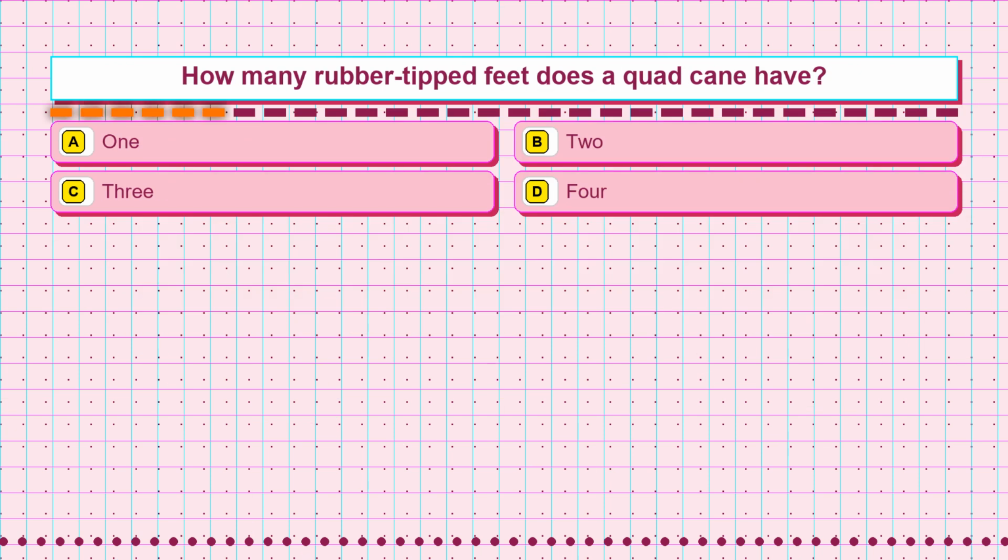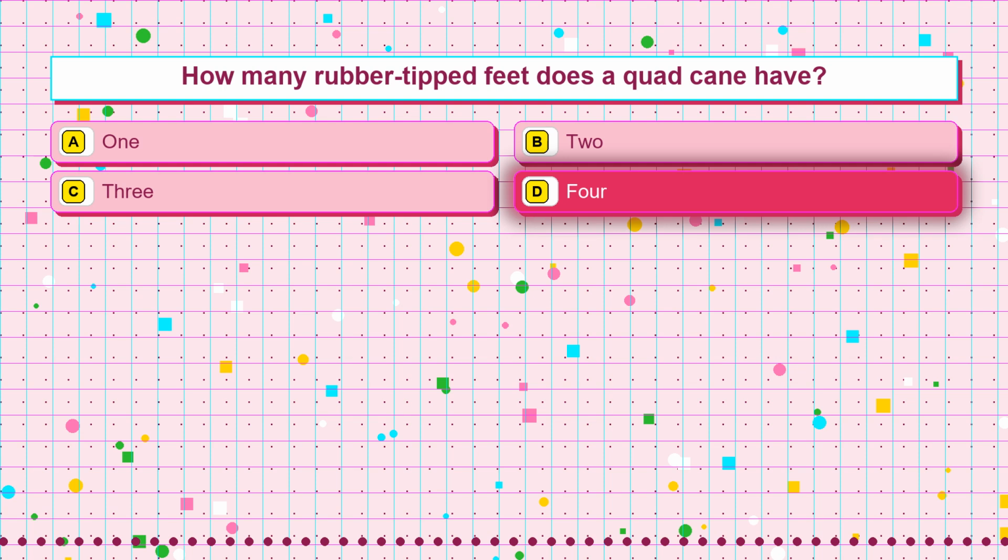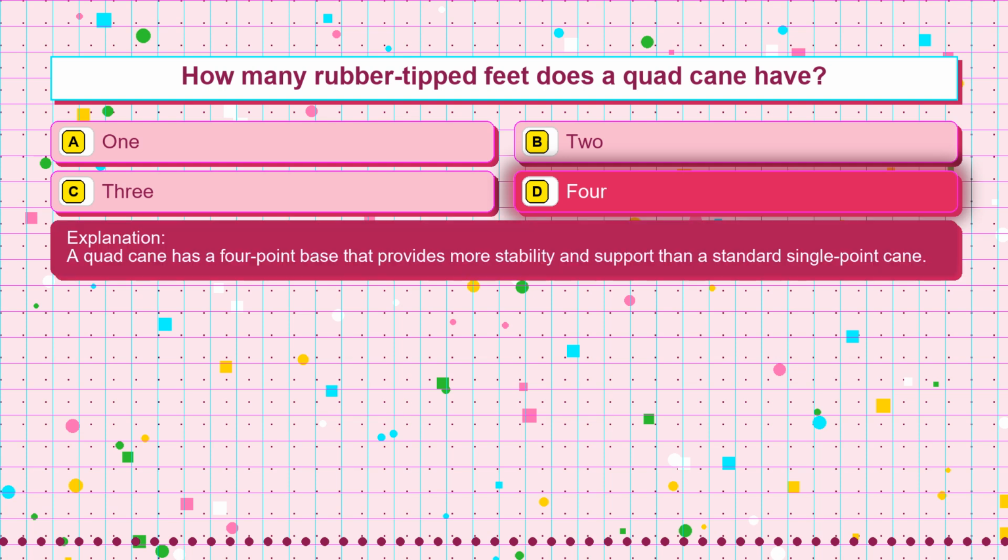Question 41. How many rubber-tipped feet does a quad cane have? Option A, 1. Option B, 2. Option C, 3. Option D, 4. The correct answer is option D, 4. A quad cane has a 4-point base that provides more stability and support than a standard single-point cane.